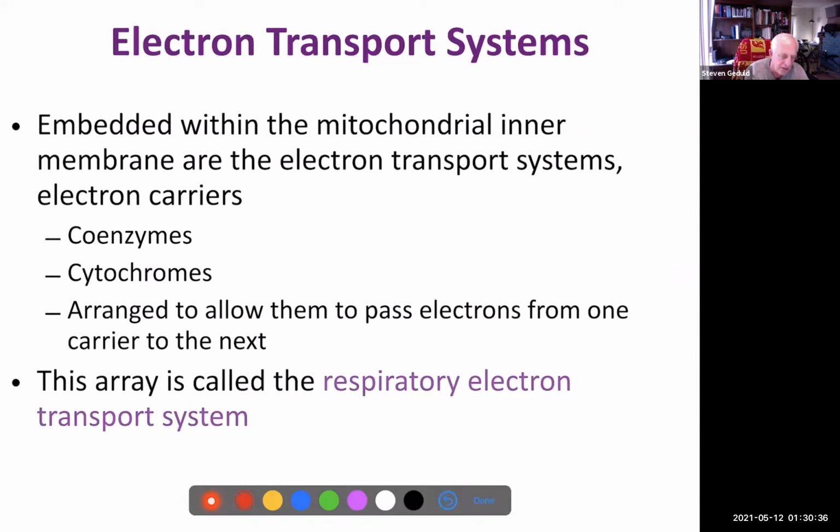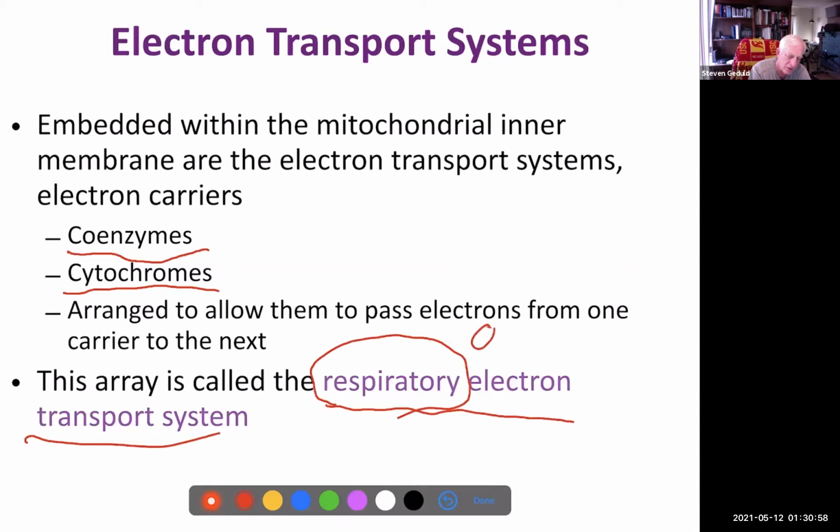And these carriers are coenzymes, which you've seen, and cytochromes, and they're arranged to allow them to pass electrons from one carrier to the next. So they hand it off from one carrier to the next carrier. As it goes down, that's what's called a chain. It's like a chain link as it goes around this chain. This array is called the respiratory electron transport system. Respiratory because it requires oxygen.